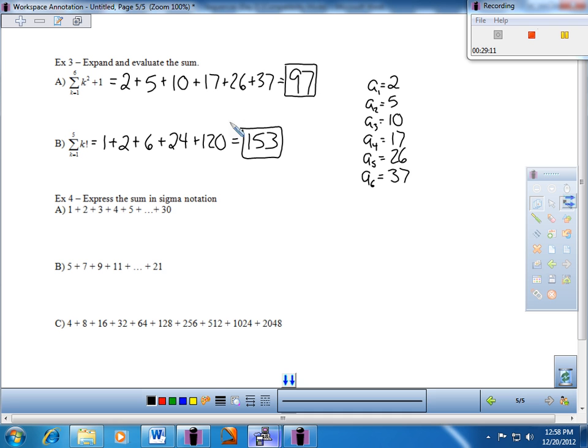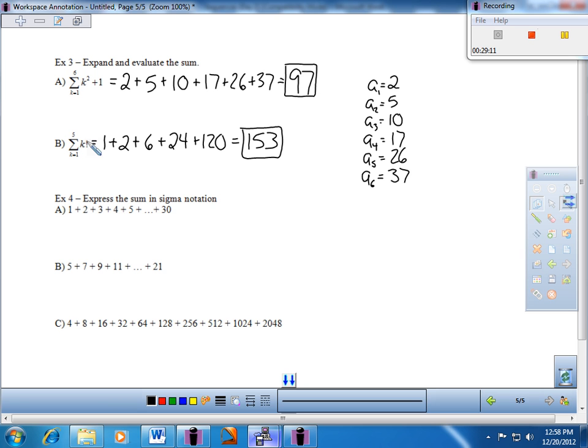So I'm hoping everyone's all right with that piece. Come up with your sigma means add. This is the starting input. This is the ending input. And this is the algebraic expression for the inputs to go in to get the outputs. And then you just add them together.